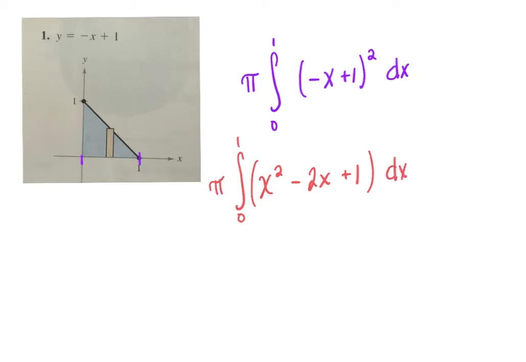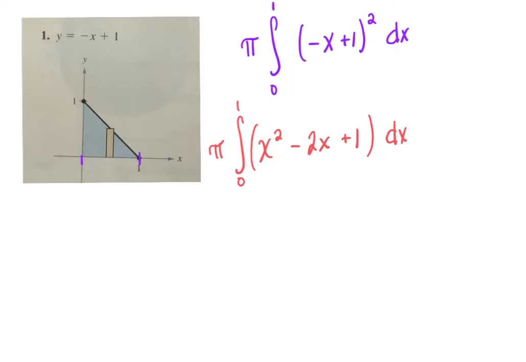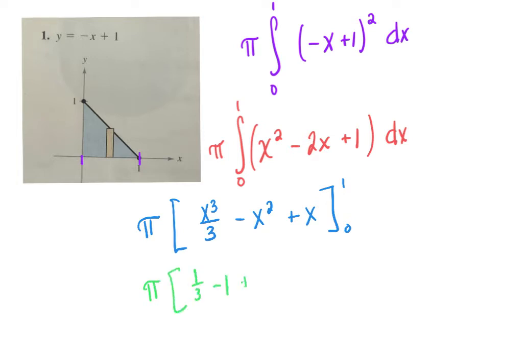And dx. And then we're going to take the antiderivative of this. So we have pi times x cubed over 3 minus x squared plus x from 0 to 1. Plug in a 1. You get 1/3 minus 1 plus 1. And then, of course, if you plug in a 0, it's just minus 0, so that's not going to do anything. This ends up being 1/3 times pi, or pi over 3.